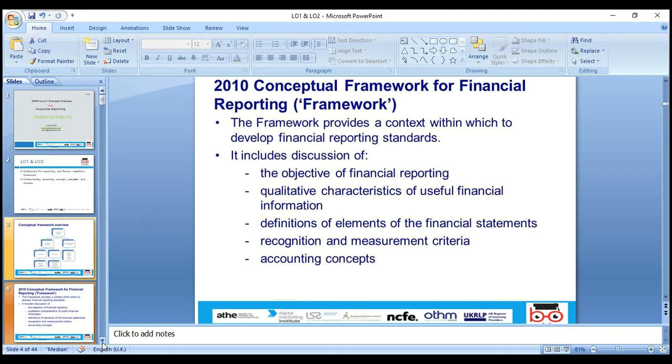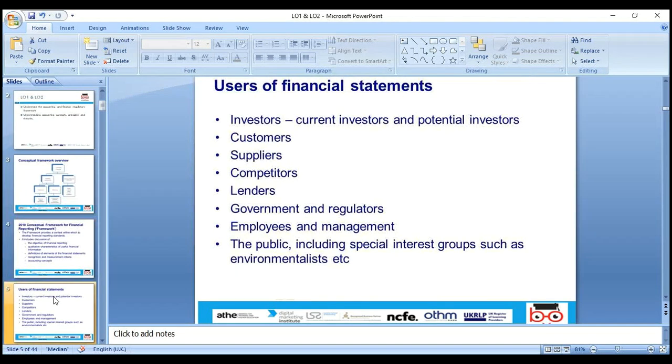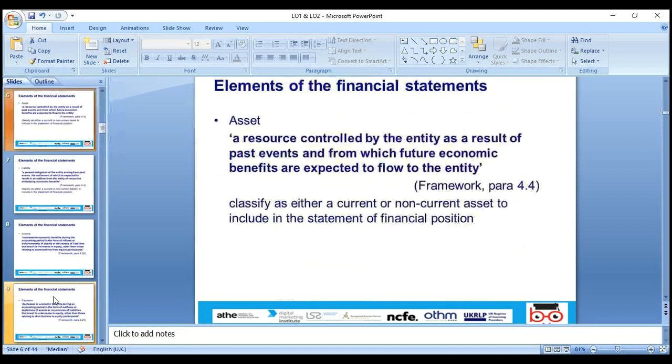Any questions? Anybody, any questions? Please ask me. Okay, so next we look at the users of financial statements, or what we call stakeholders. Investors, current investors or potential future investors, are users. Customers, suppliers, competitors, lenders, government, and regulatory bodies like the Ministry of Finance, or ministries of other laws. Also employees, management, and the public, including specific interest groups such as environmentalists, who want to protect the environment.